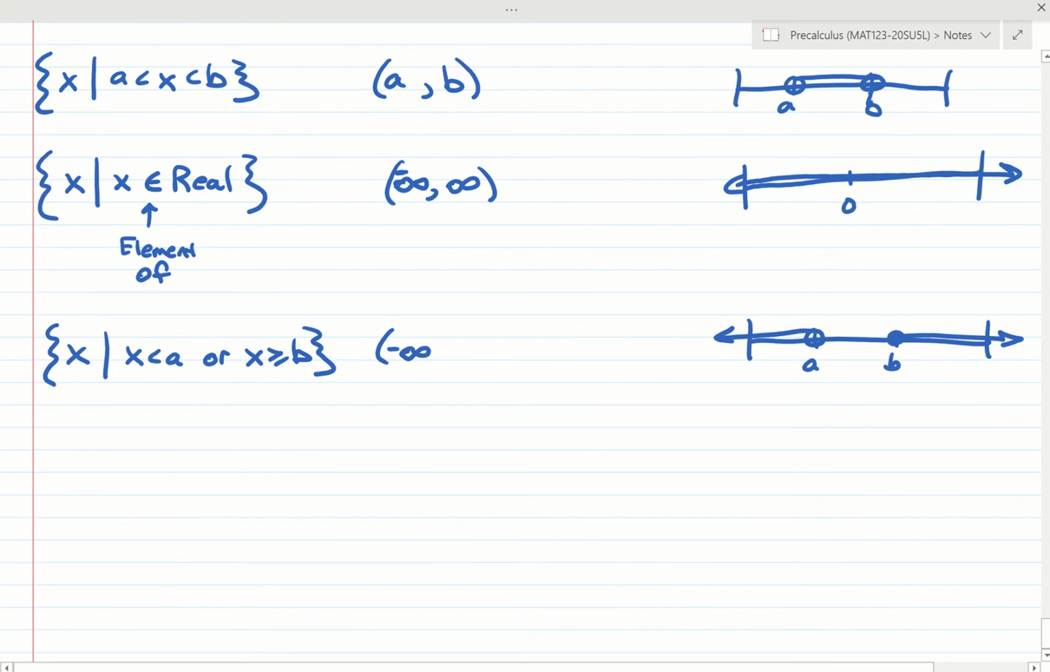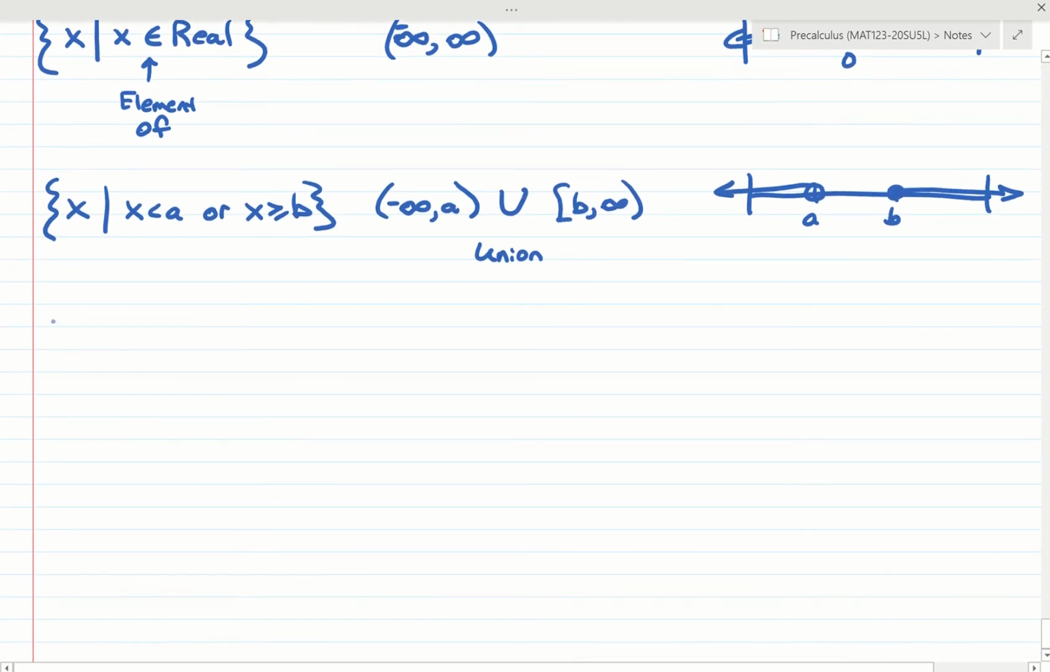So in this case, any number to the left would be negative infinity. We go up to a, but not including a. The second inequality was b. We are going to include b, but then we go to infinity. So we're going to join those together. This symbol just means union. So that just means we're combining two separate graphs.